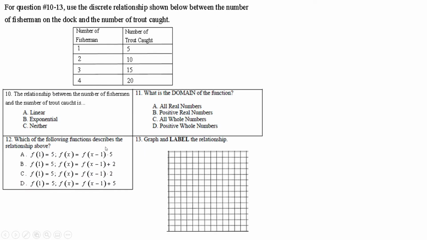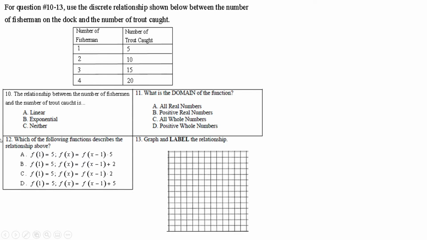Okay, for question number 10 through 13, use the discrete relationship shown below between the number of fishermen on the dock and the number of trout caught. So my input would be number of fishermen, 1, 2, 3, 4. And my output, the number of trout caught, 5, 10, 15, 20. Looks like everybody is getting their limit. It must be opening day.